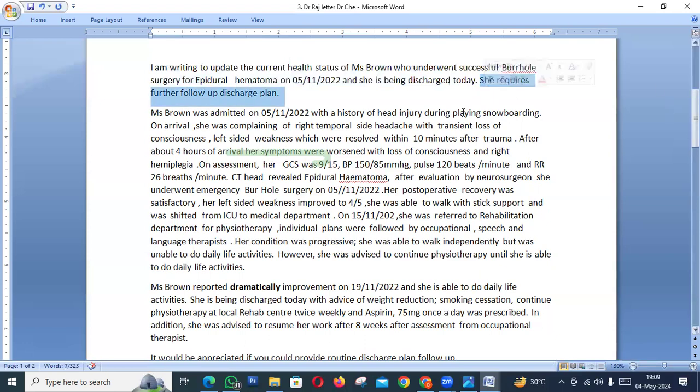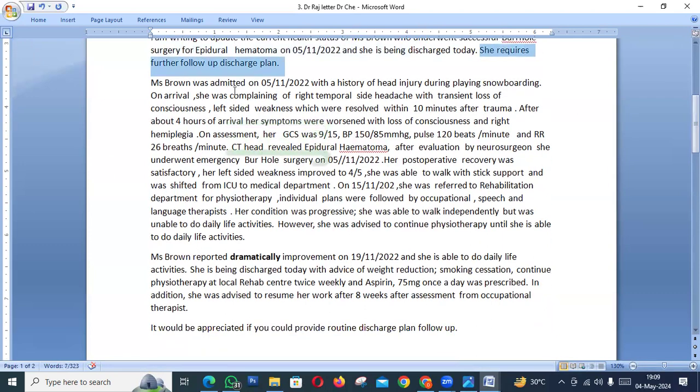This is not good, okay? She's being discharged today. You can bring "in" into the next sentence, okay? So she was admitted on this date with a history of head injury while playing snowboarding. On arrival, she was complaining of headache, loss of consciousness, left-sided weakness, which resolved within 10 minutes of trauma.